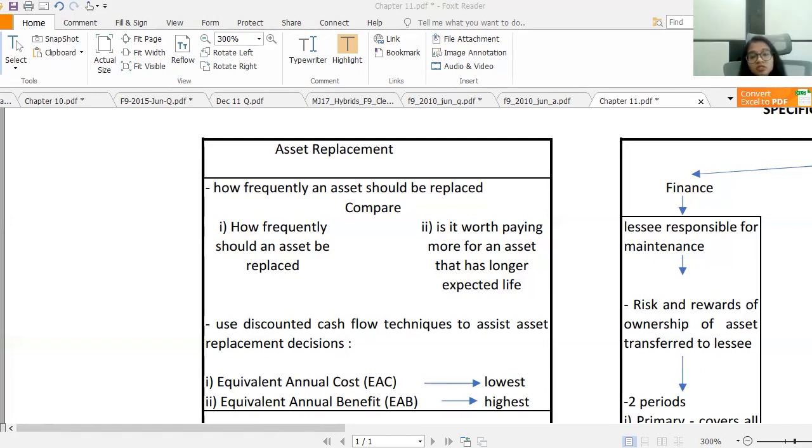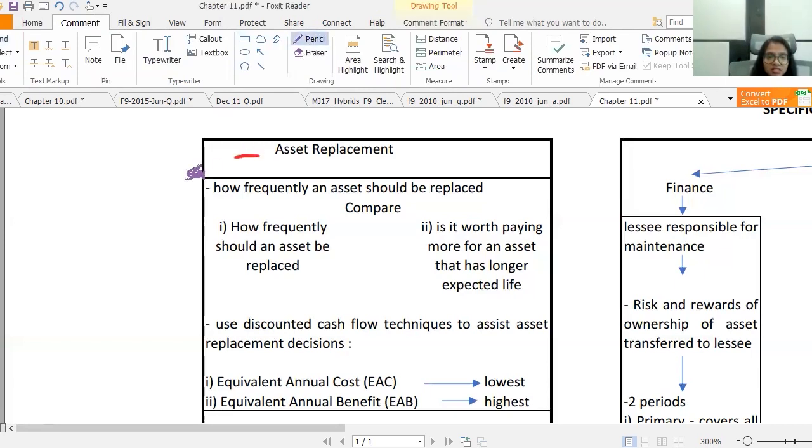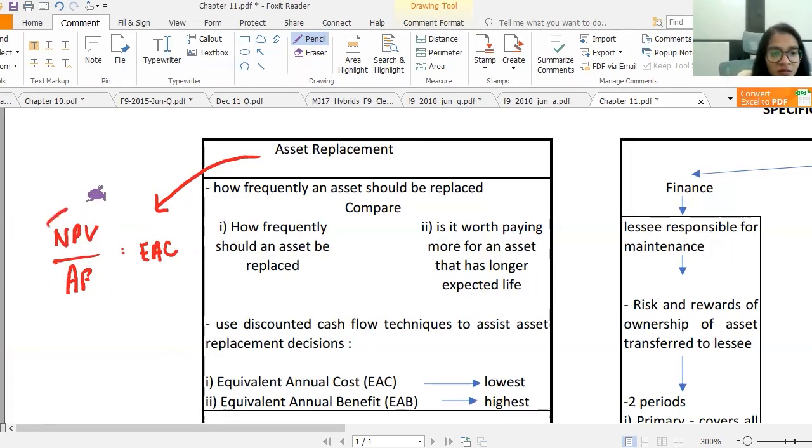So what do you need to do to get the EAC, or how do you perform the calculation? Okay, so as you know, maybe I need to annotate a little bit. When you want to calculate the asset replacement cycle, the formula to calculate it is very straightforward. It is NPV over annuity factor. That's all. You get your EAC.